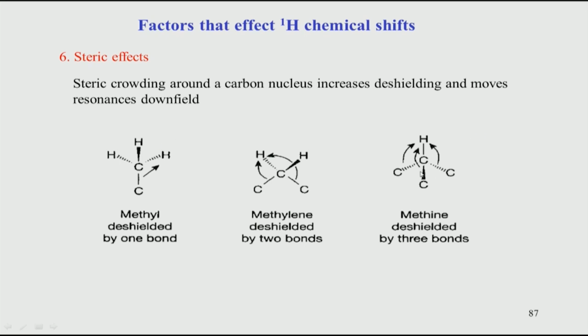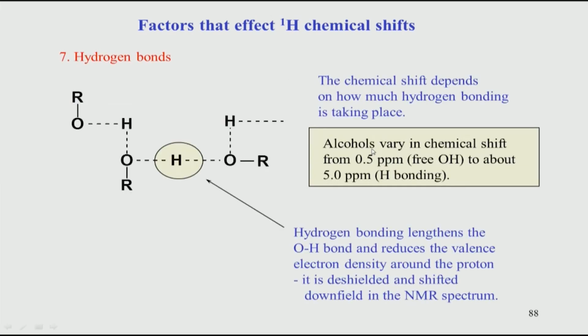Similarly, if you have a tertiary carbon, you can see the methine group, you will have further de-shielding because of 3 carbon atoms attached to this carbon compared to 2 and 1 here. So, that is how the shielding factor is influenced by the presence of multiple carbon atoms around this hydrogen. One of the important effects is hydrogen bonds, and this is very important because many of the organic molecules or biomolecules have hydrogen bonds in their structures.